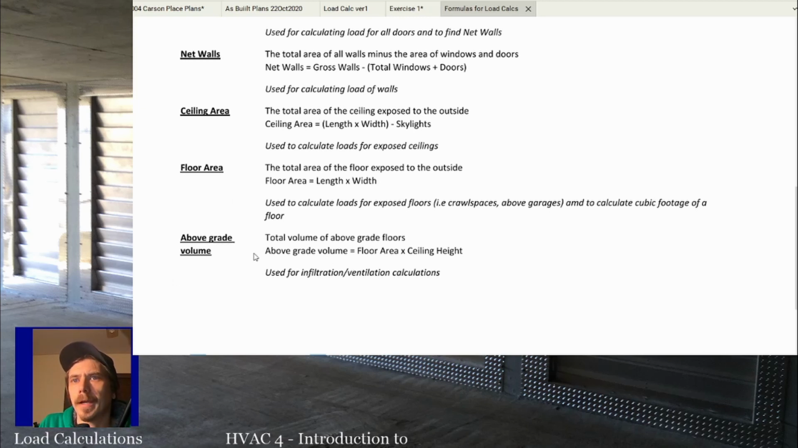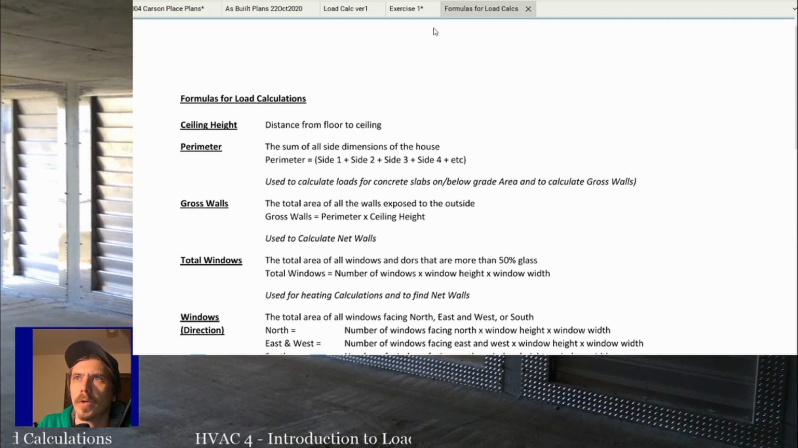Oh yeah, and I don't think I mentioned on the above grade volume, we use that for infiltration and ventilation calculations. So when we get that far, which is one of the last steps in our load calcs, that's when we're actually going to need to use that above grade volume. That's going to be one of the last things that we do, but I want to get you knowing how to get it now so that when we get there, we're not asking questions about it.